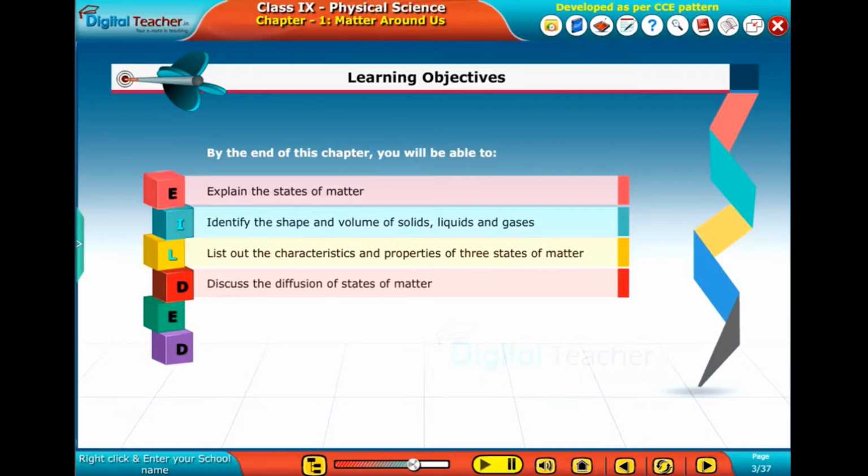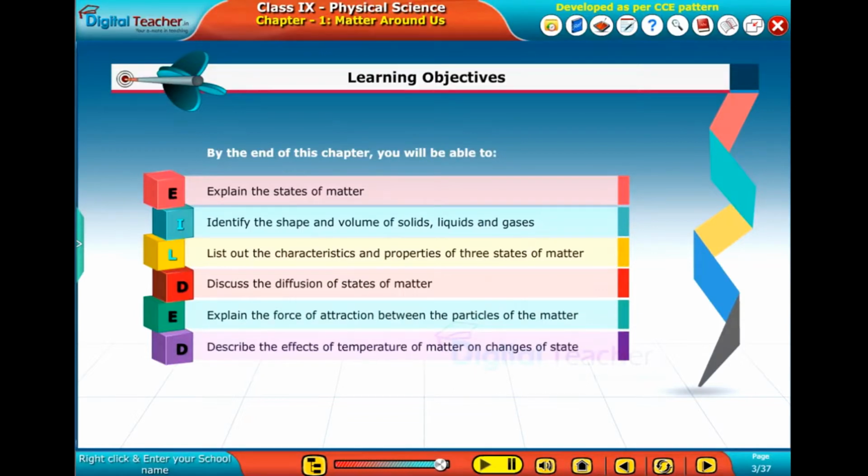Discuss the diffusion of states of matter. Explain the force of attraction between the particles of the matter. Describe the effects of temperature of matter on changes of state.